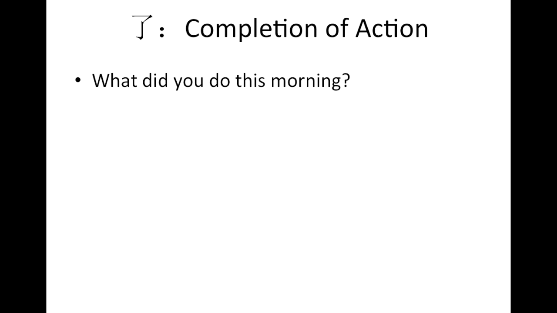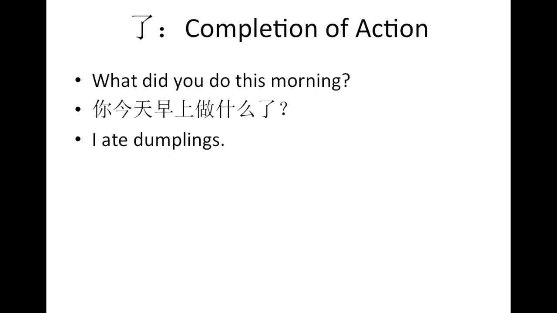If you want to ask your friend, what did you do this morning? 怎么说? 你今天早上做什么了? What did I do this morning? I ate dumplings. 怎么说? 我吃饺子了. Or you can put le after the verb and say 我吃了饺子.